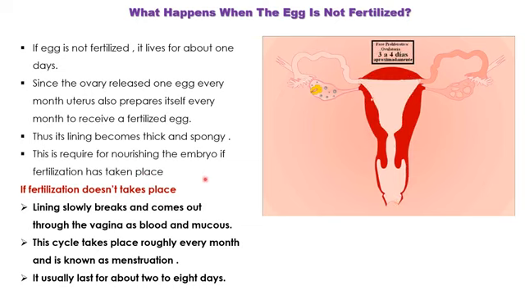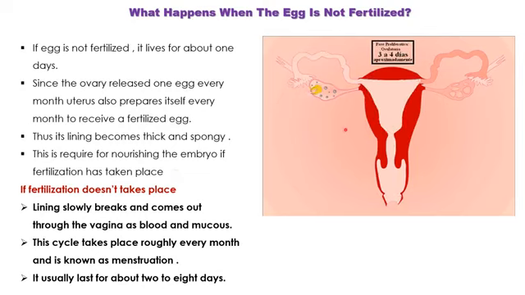So let's discuss this. If the egg is not fertilized, it lives for about 1 day. Okay, and since the ovary releases one egg every month, the uterus also prepares itself every month to receive a fertilized egg. So its lining becomes thickened and spongy. This is required for nourishing the embryo if the fertilization has taken place. So if the fertilization has taken place, definitely the embryo will embed in the wall of the uterus, that we have already seen, and then it will grow.